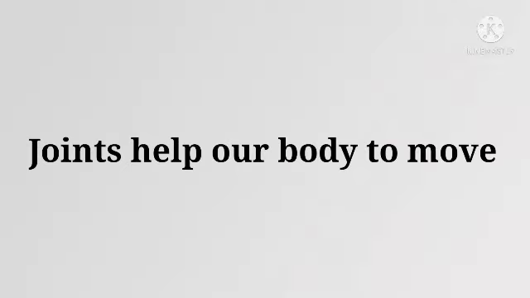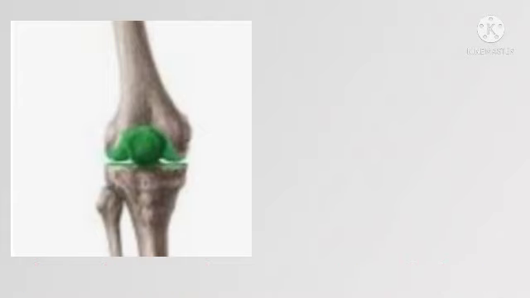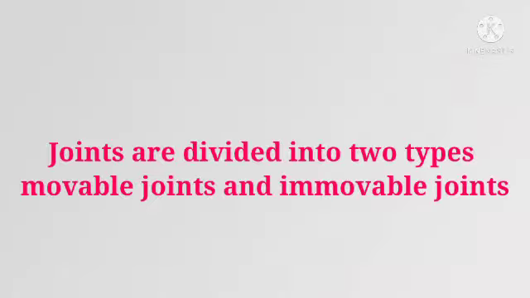So we know joints means the place where the bones meet. These joints help our body to move. If there are no joints, then we cannot move our body. The place where two bones meet, that part we can easily move. Okay, then see children, joints are divided into two groups. There are two types of joints: movable joints and immovable joints.